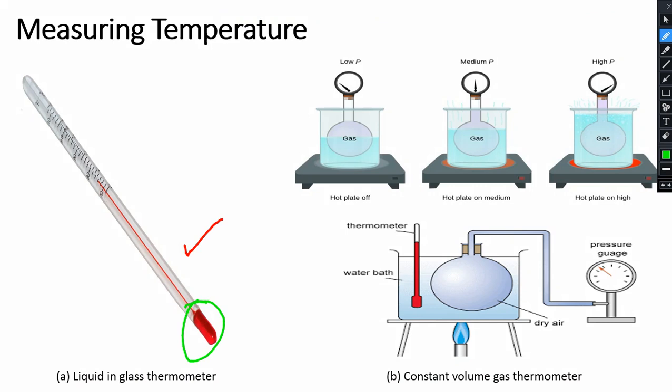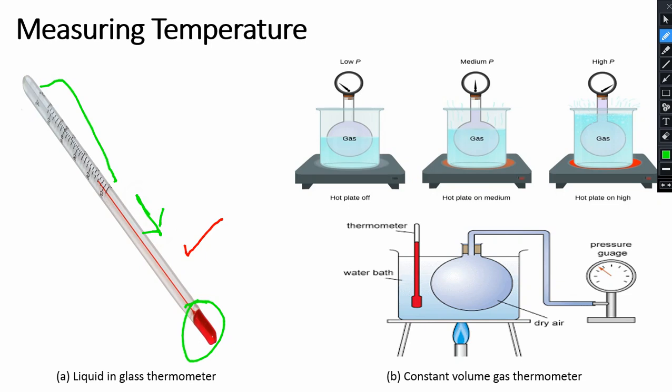So if the temperature is high, it expands more, and it will show you the temperature. Here the reading will show you what the temperature currently is. And when it cools down, it will contract and go down to that bulb. It's just simple, like mercury. But the liquid, whether mercury or alcohol, is mostly colorless, so that's why they add red color to it. That's why you see this in red color.